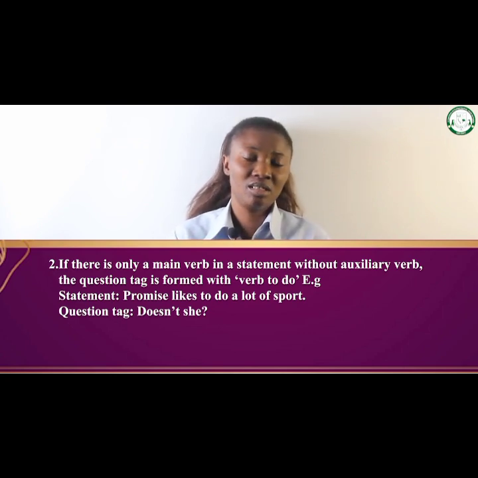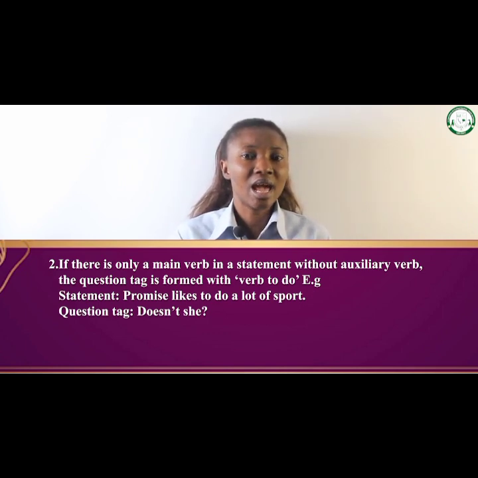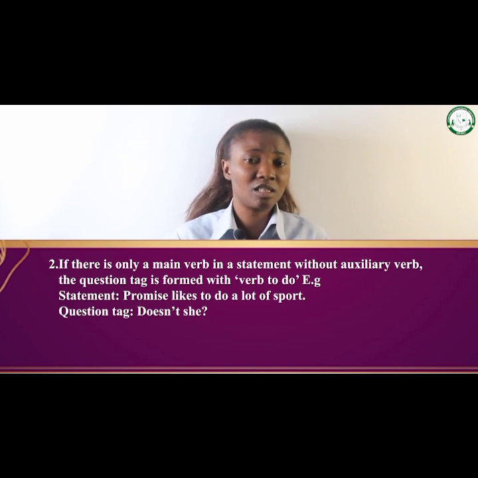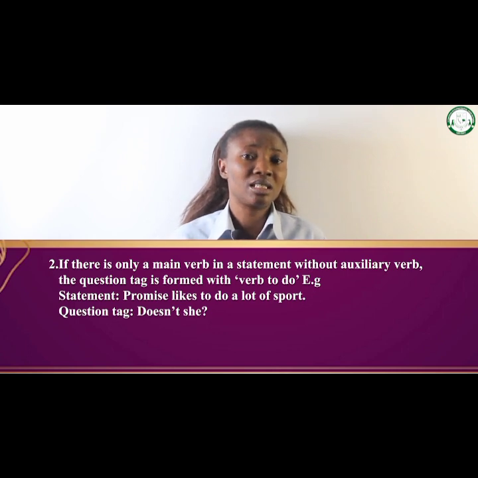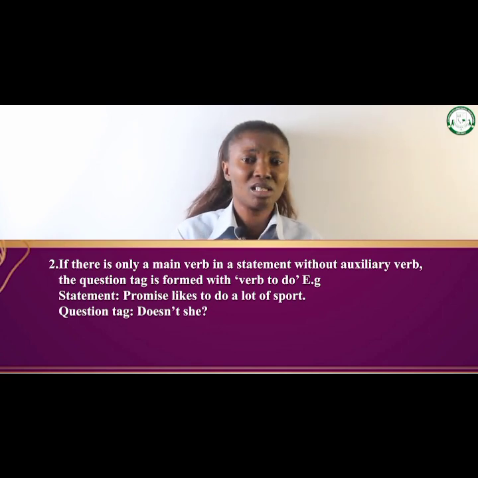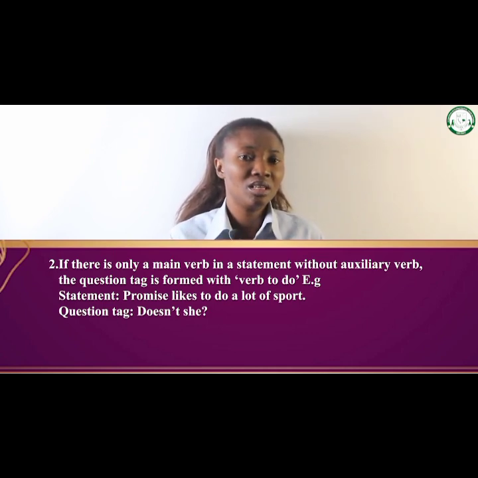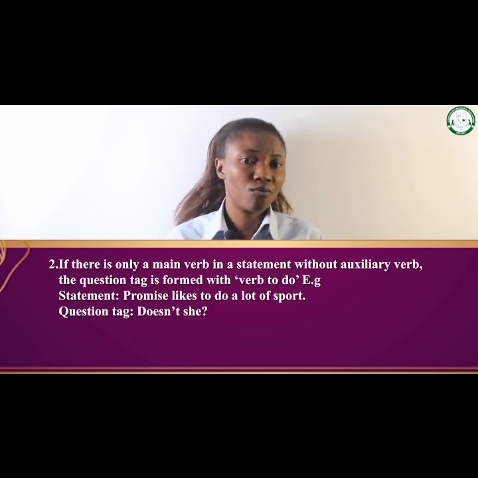must be used as a replacement. If the statement is the boy bought a house yesterday, since there is no auxiliary verb in this statement, you replace it with an auxiliary verb such as didn't, because it's past tense. So you say didn't he: the boy bought a house yesterday, didn't he? The auxiliary verb will be didn't he, because it's past tense, and so on and so forth.